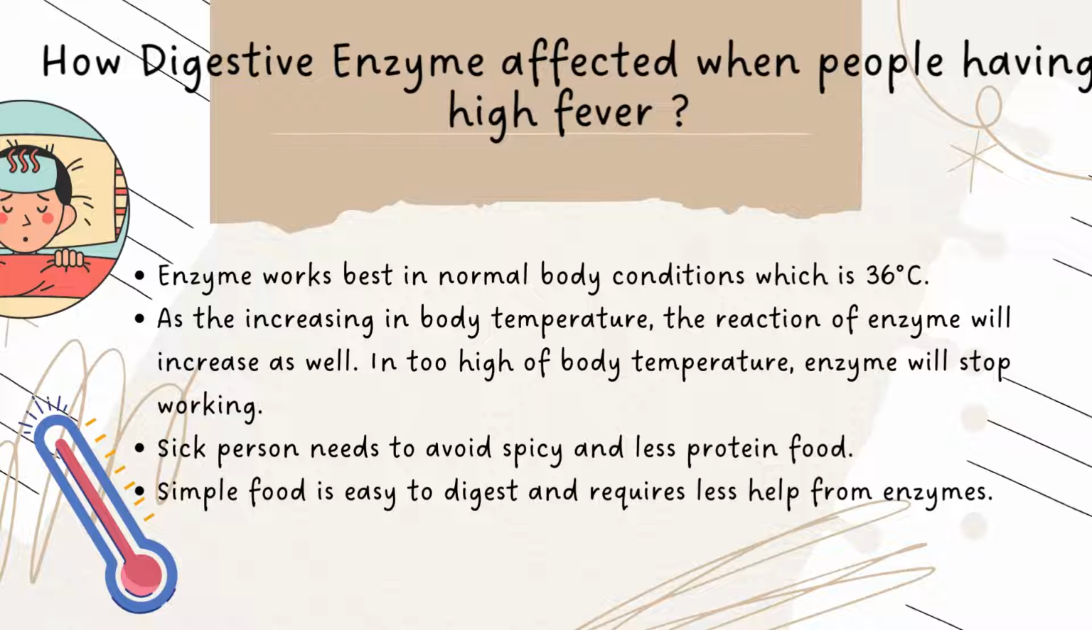Now when we have a fever, our body temperature will rise. Therefore, enzymes stop working, making most metabolic functions helpless. That is why most sick patients are asked to avoid spicy food. Food with less protein also needs to be avoided, since enzymes play a major role in food digestion and their inactivation ensures that our digestion is impaired. Simpler food is easier to digest and requires less help from enzymes, preventing an aggravation in our condition.